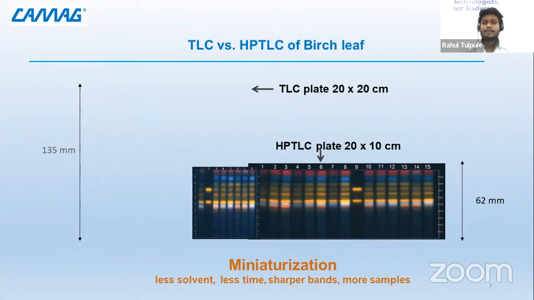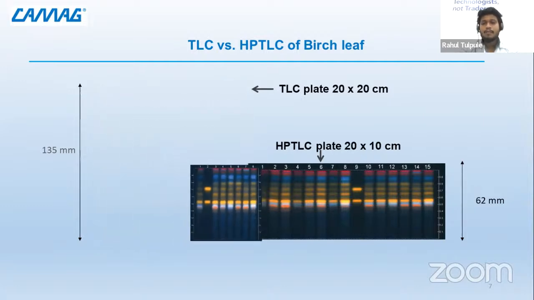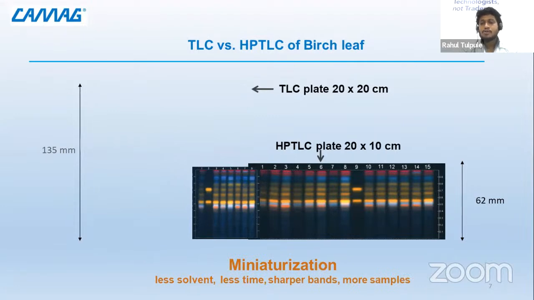What we have done is made it more miniaturized so that it lessens the time, sharpens the bands, and more samples can be applied. If you look at this 20 by 20 plate, the number of samples applied might be 8. But here we are applying 15 tracks, so we can apply a lot more samples at a time. Also, the amount of solvent required is very little compared to a 20 by 20 plate.